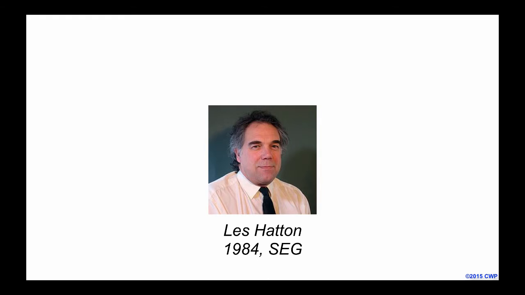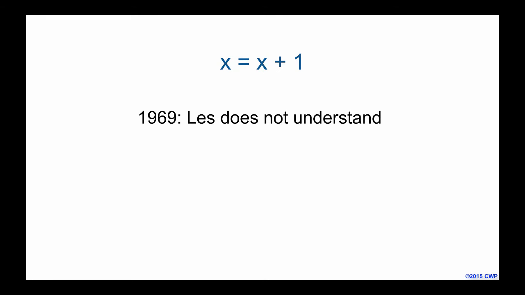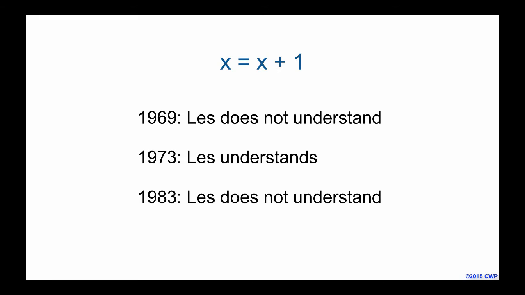Now, it turns out that my story here is related to a story that Les Hatton told at an SEG meeting in 1984. And the subject of his presentation was software quality. And he put up one equation. And he said that when he was younger, in 1969, he did not understand this. This was nonsense. Because he knew math, right? And he knew this was algebraically impossible. But then he began programming. And he was programming in Fortran. Now he understands, right? And then in 1983 or so, before he gave this presentation, he says he doesn't understand. And then he went on to explain why.